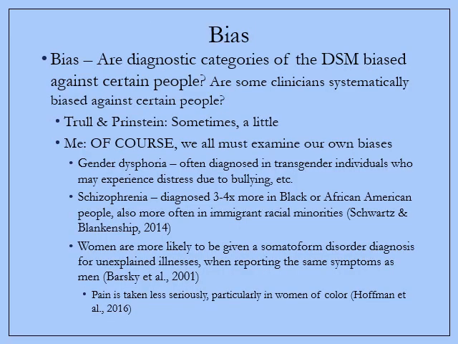Bias is certainly a big concern in classification systems. Concerns of bias are whether diagnostic categories of the DSM are biased against certain people, and also whether some clinicians are systematically biased against certain people. I deviate from the authors of our book a bit here. I felt that Trull and Prinstein didn't feel that our diagnostic categories or the DSM system in general was biased against certain people, or that clinicians are systematically or commonly biased against certain people.